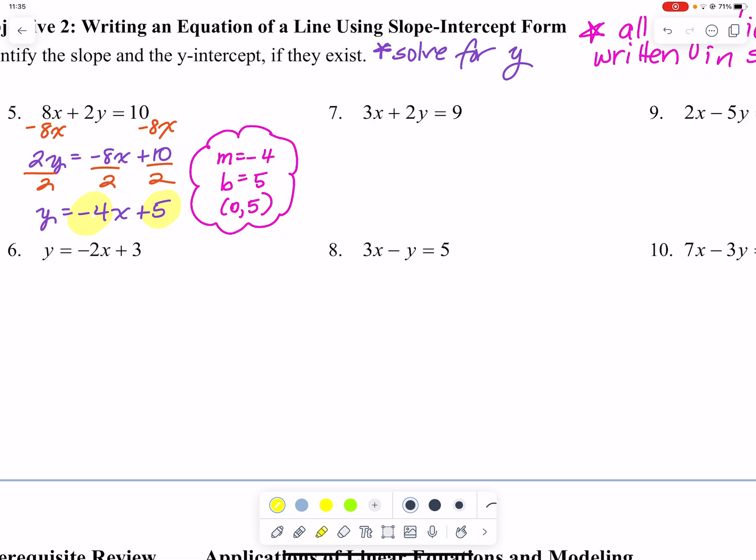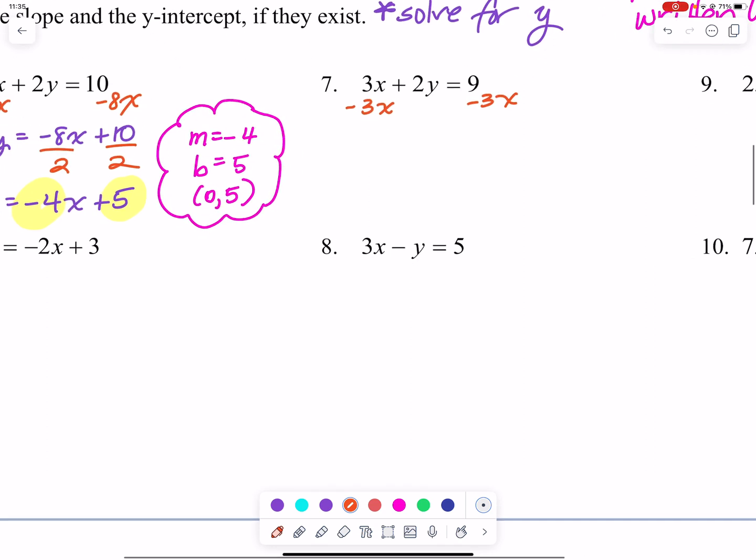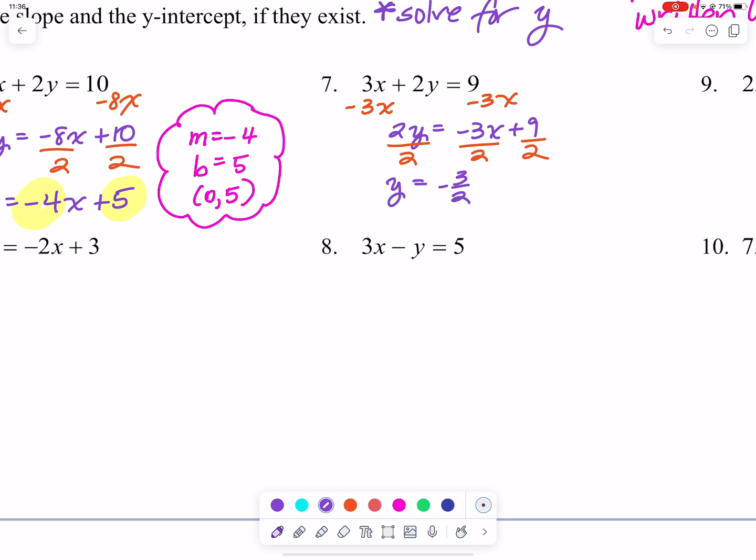Okay, let's go ahead and do the same thing here. We're going to subtract 3x from both sides, and we have 2y equals negative 3x plus 9. We'll divide every term by a 2, and we have y equals negative 3 halves x plus 9 halves.